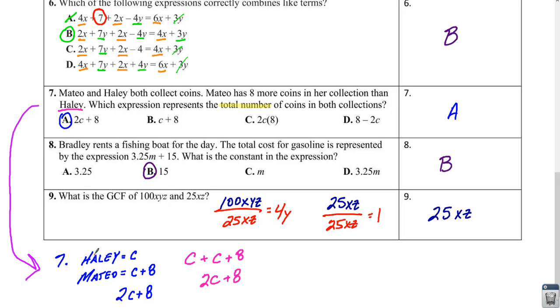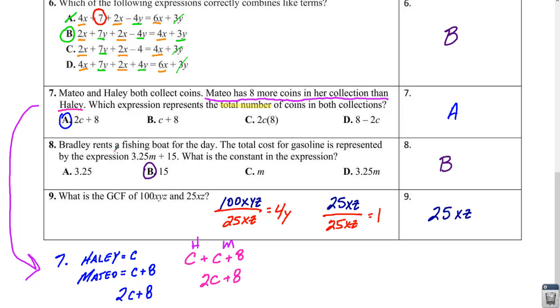So I'm just going to say Haley has C coins. I could pick X, I could pick H for Haley, but C for coins. Haley has C coins. Mateo has 8 more coins in her collection than Haley. So whatever Haley has, Mateo has that plus 8. So here's Haley, right here would be Haley, and all of this would be Mateo. So Haley plus Mateo would be 2C plus 8. And there's my expression A.